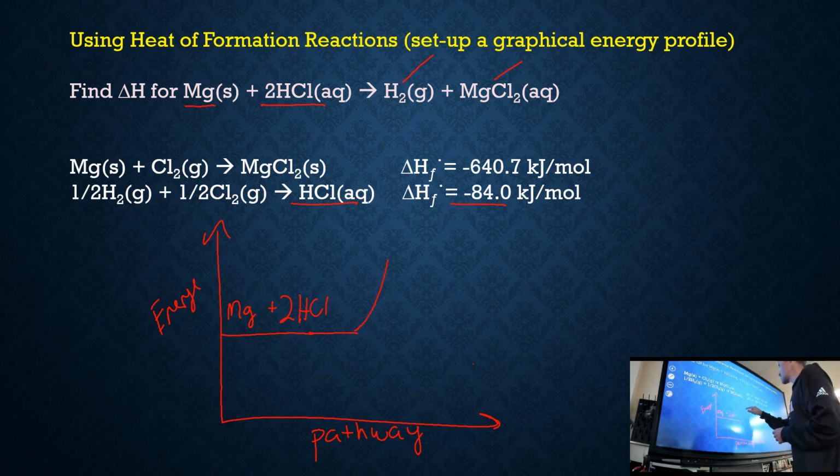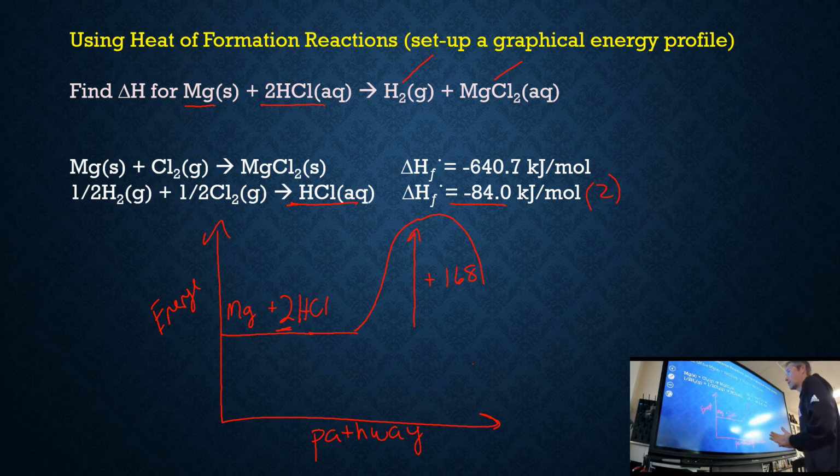So we need this energy here, right here, activation energy. That's going to be how much it needs to break hydrochloric acid. So it's going to be a positive 168. Why 168? Because we have 2 moles of hydrochloric acid, and this is for 1 mole of hydrochloric acid. So we have to multiply this by 2 to get 168. Now, once the reaction occurs, it's going to go down. So how much is it going to go down?